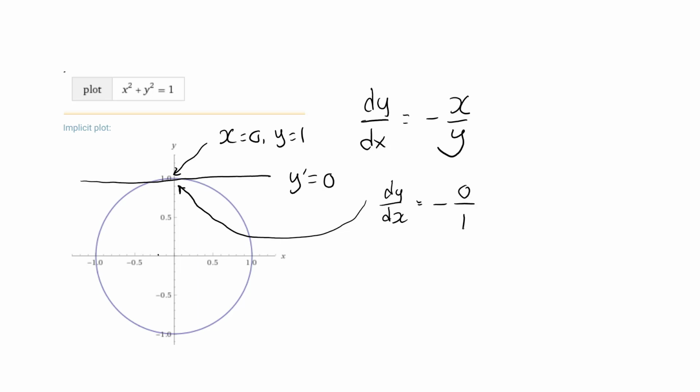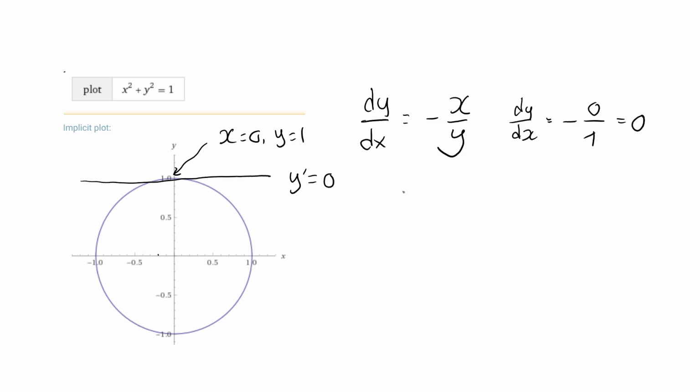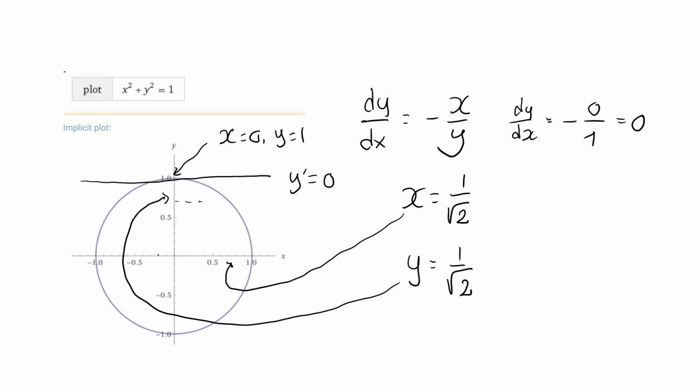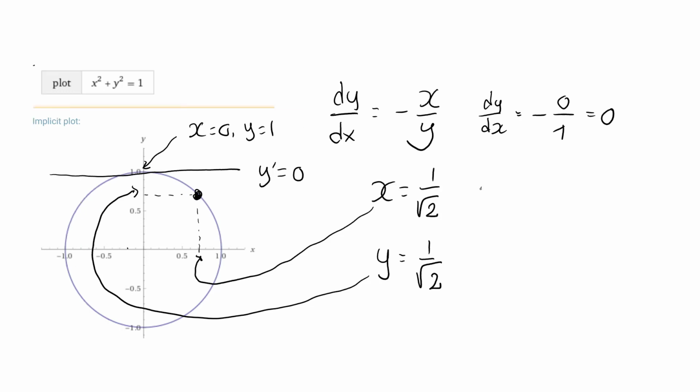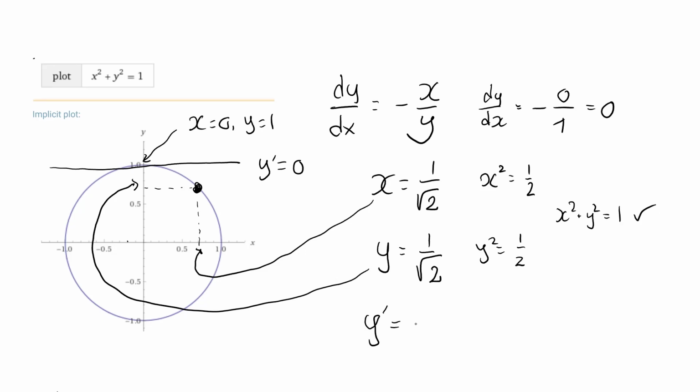The point x equal to 1 divided by square root of 2 and y is equal to 1 divided by square root of 2 satisfies the equation and is a point on the circle. X squared is 1/2 and y squared is 1/2 and the sum is 1. The derivative at this point is y prime equal to minus x divided by y, which is minus 1, which makes sense simply from a symmetry consideration.